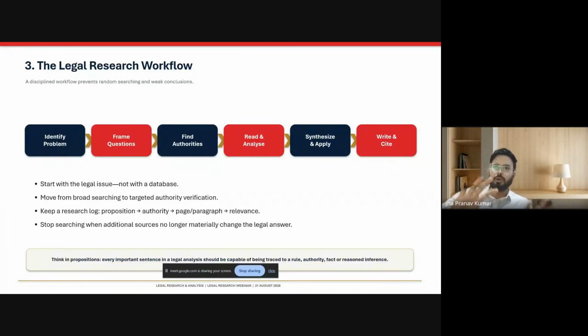So this is the process where any research, I have given you an example where we do advocacy for that matter, right? So as you can say that we start with the legal issue, okay? Then what we do is that we move from broad searching to targeted authority verification. And then we keep the research as proposition plus authority plus the page paragraph and then relevance, and then we stop searching additional sources.